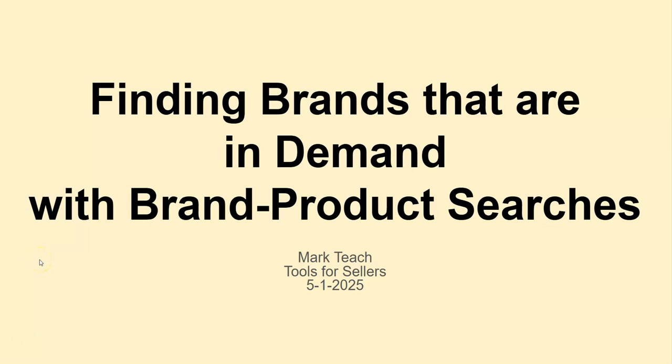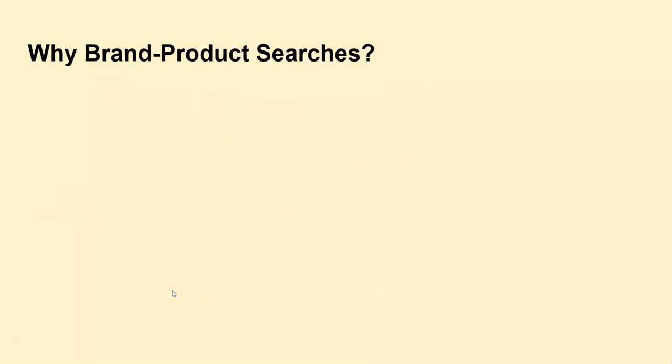In this video, I'm going to show you how to find brands that are in demand with brand product searches. First of all, to explain what those are, it basically means when a customer is searching for a brand name in combination with a certain product category. And we'll actually look at an example as we answer the question, why brand product searches in the first place?